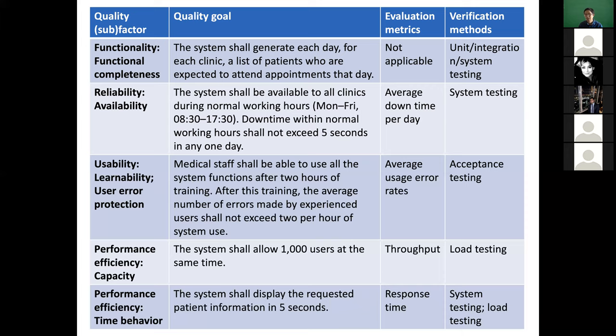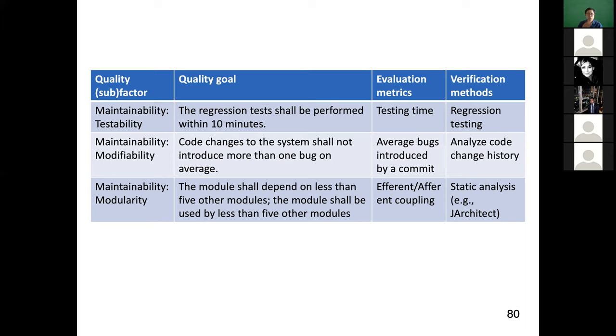from the last exercise. So you also added a few more quality goals for maintainability, because I think some students may have some questions about maintainability. Right? So there are different quality goals for maintainability. Here we consider 3 sub factors. One is testability, second one is modifiability, third one is modularity.